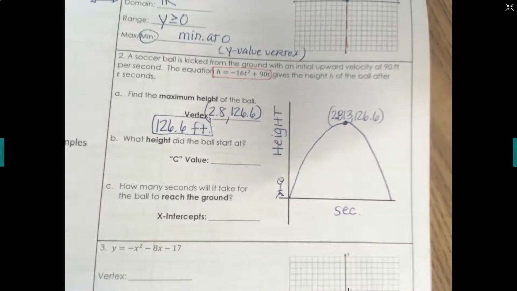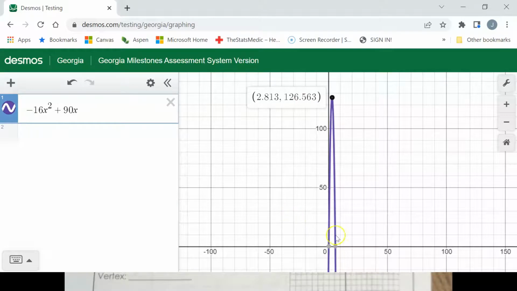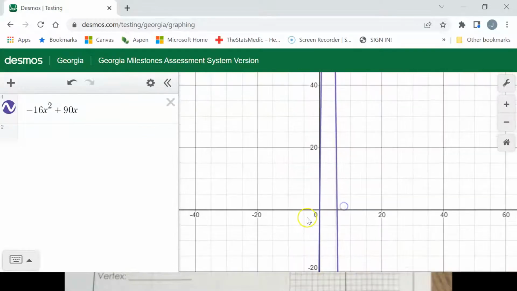Now, there's a question: at what height did the ball start? Well, it says it started from the ground. So when we look at our graph, I'm going to zoom in so we can see it a little bit better.